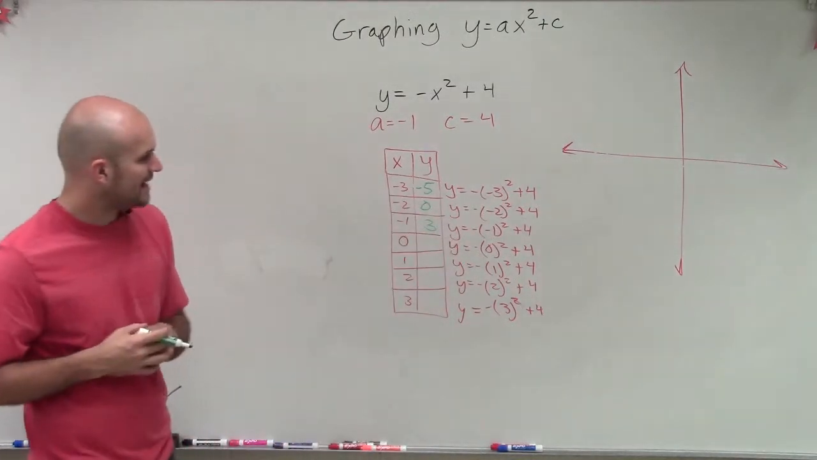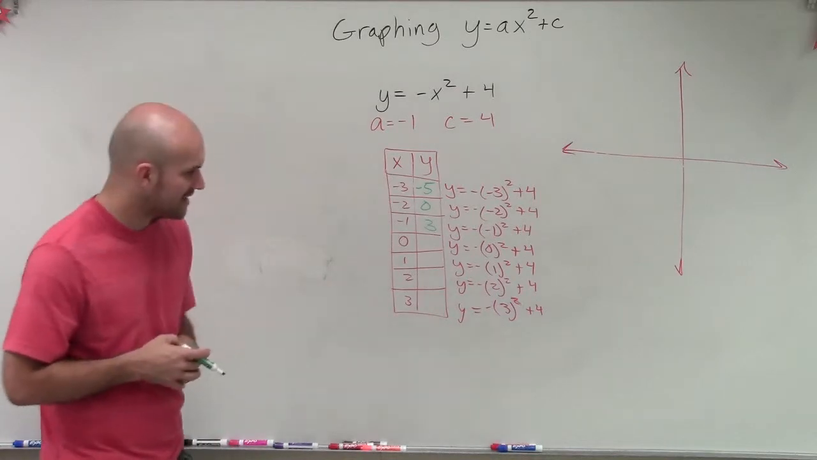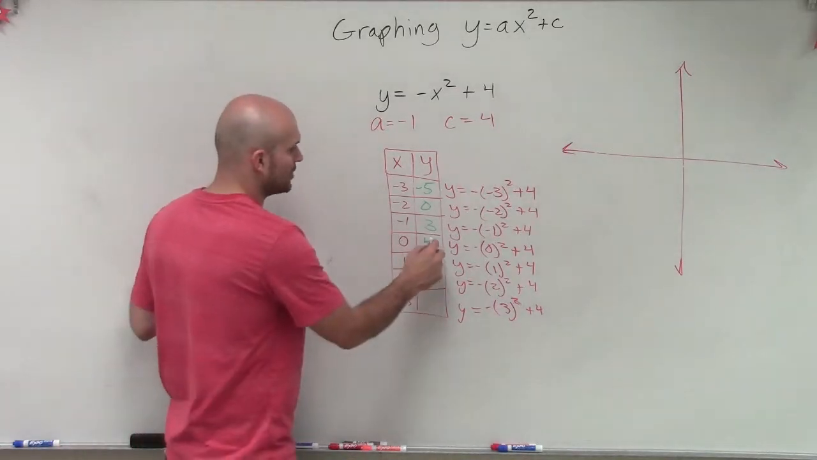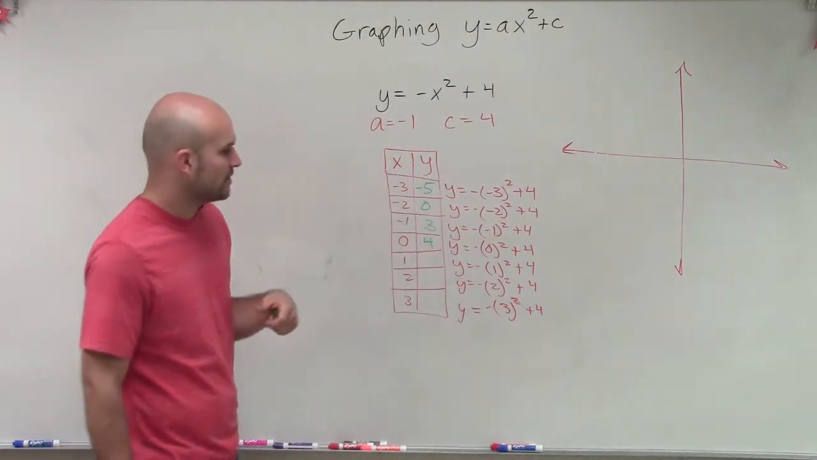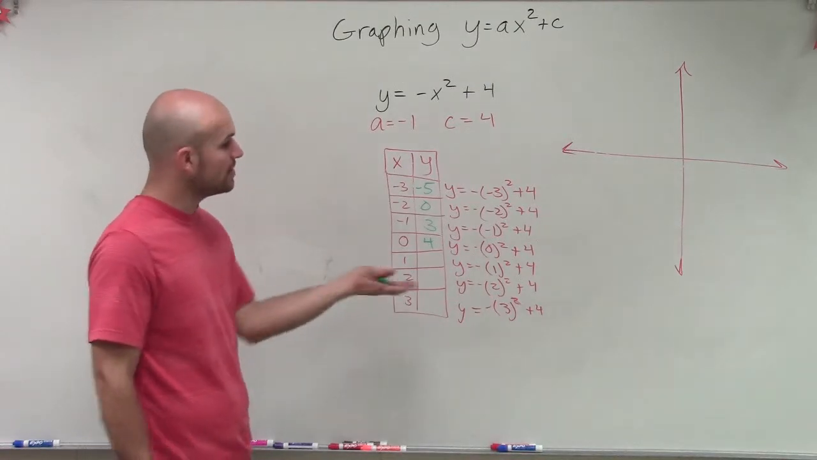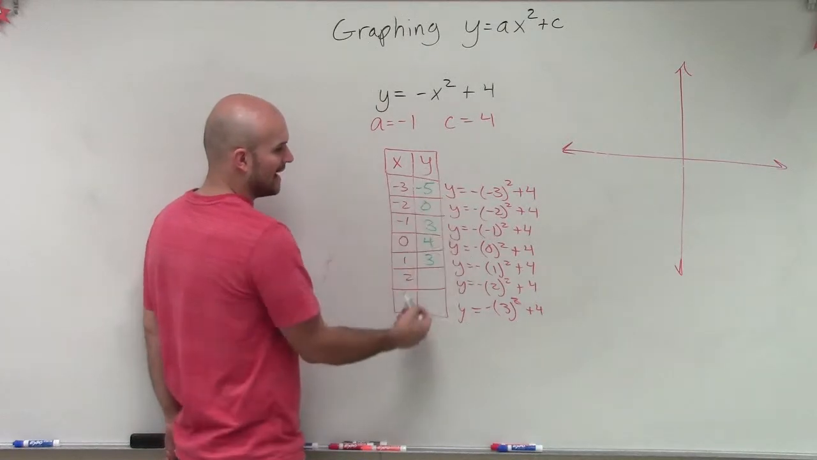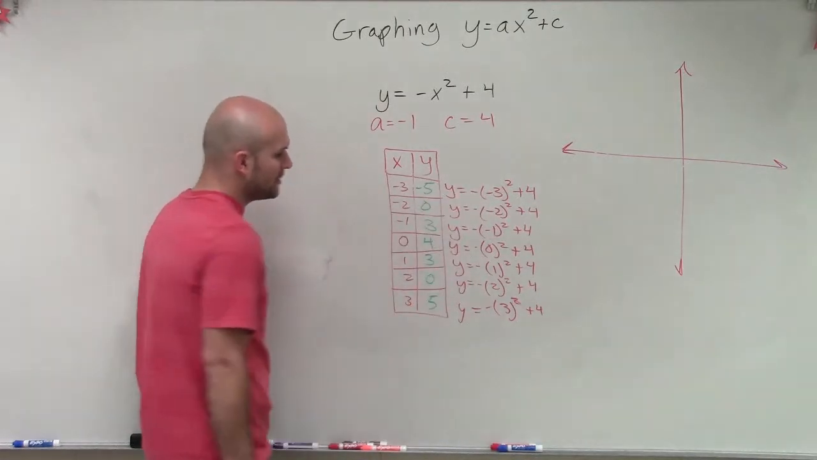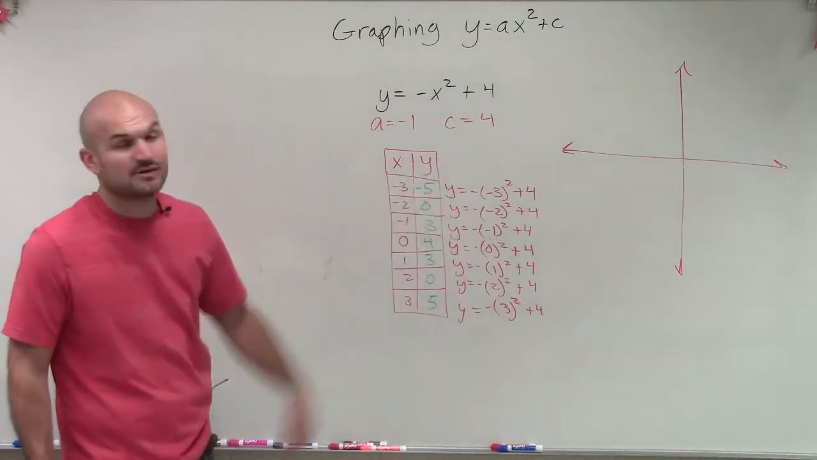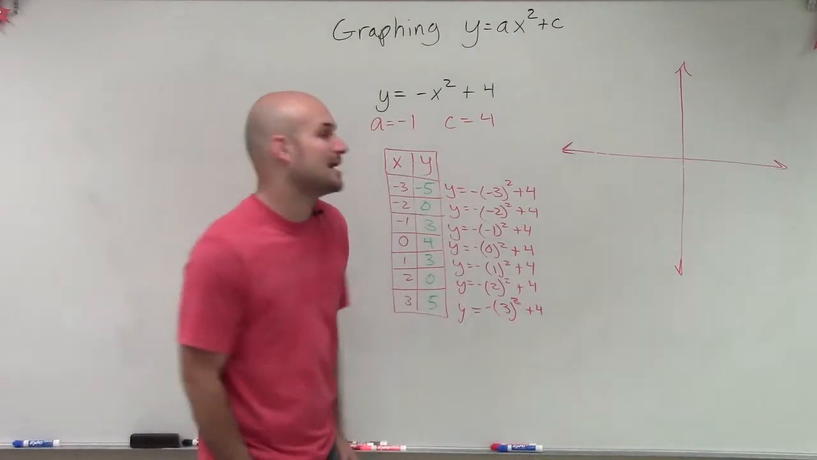At 0, we have 0 squared is 0, times -1 is 0, plus 4 is 4. At 1, we have 1 squared is 1, times -1 is -1, plus 4 is now going to be 3. Again, we're back to our axis of symmetry. And just to speed up this video, we know that if we evaluate these, they are going to be exactly the same. So now let's go and plot our points.